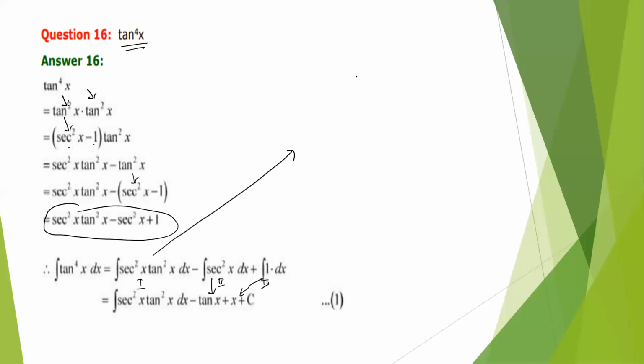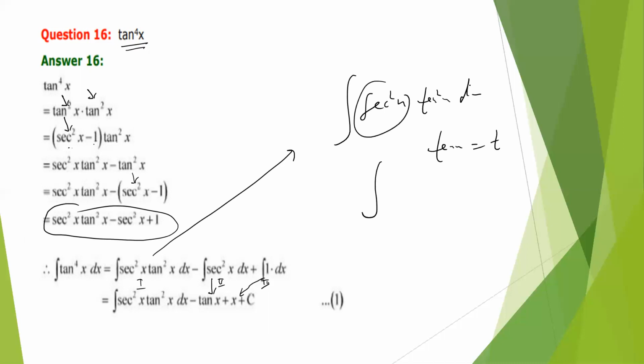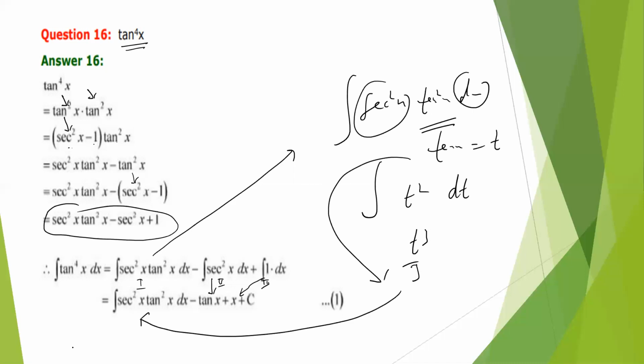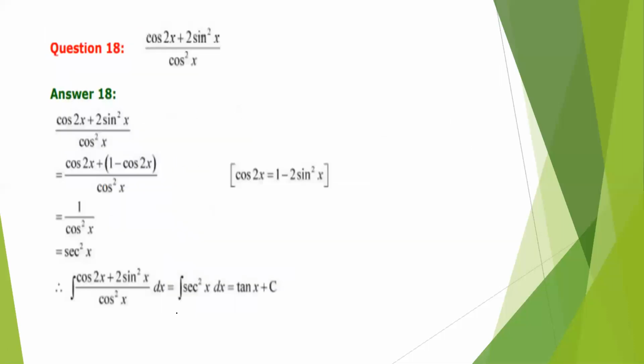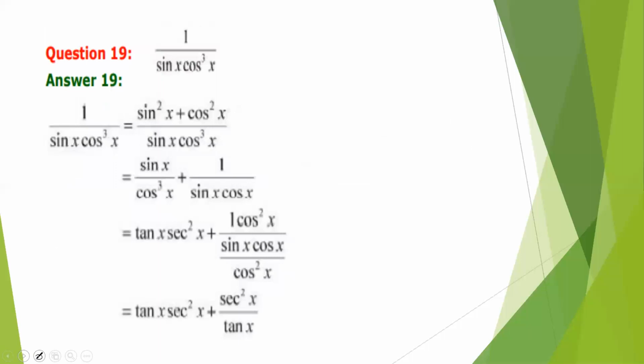So let us integrate this part, sec square x, tan square x dx. Take tan x equal to t. So what is sec square x dx? dt. Tan square x is t square. So it is t cube by 3. Put the value of t and put that value here. We will get the answer. Clear? This is a simple question, so you will do it yourself.